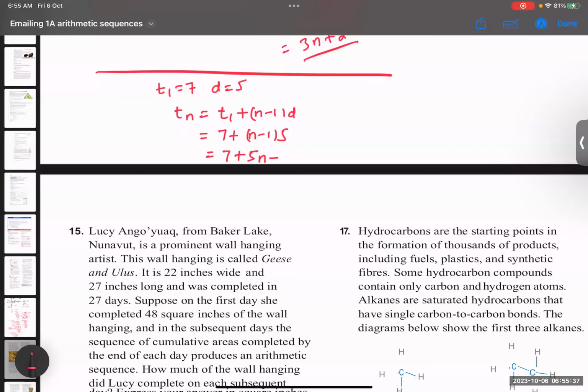Here, 5n minus 5, because 5 is multiplied by n and 5 is multiplied by 1 as well. What is the final answer? Tell me the answer. Twelve and... how does it become 12? Listen.